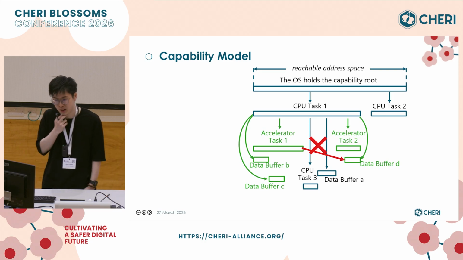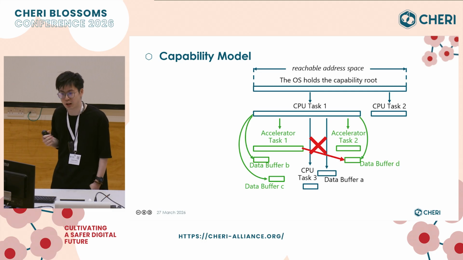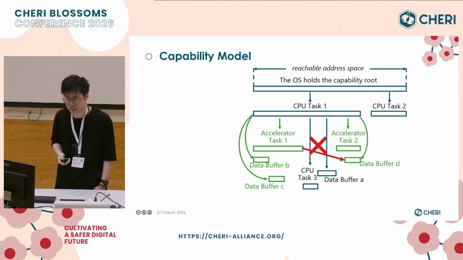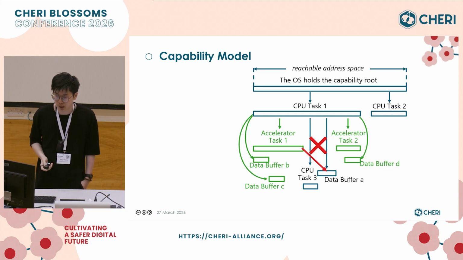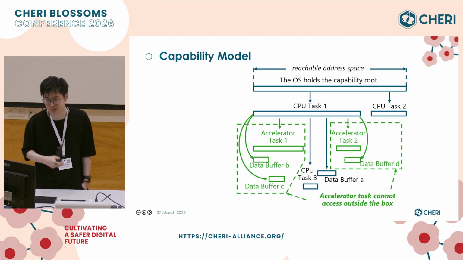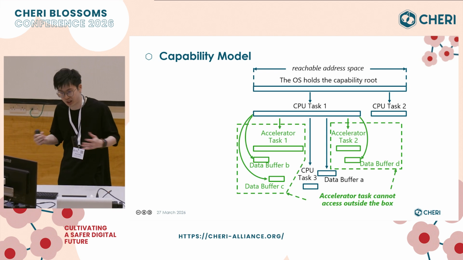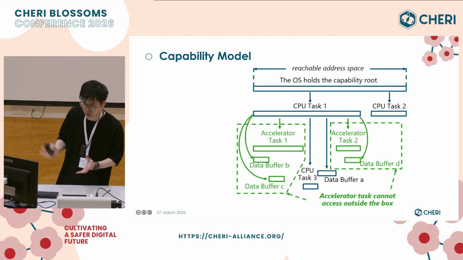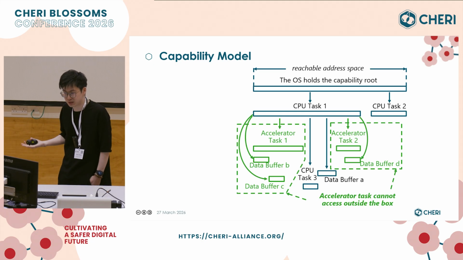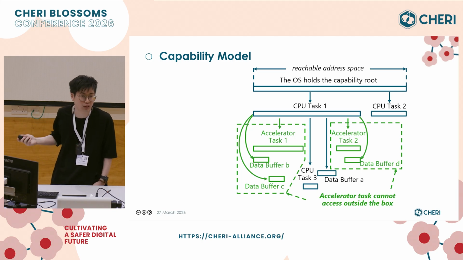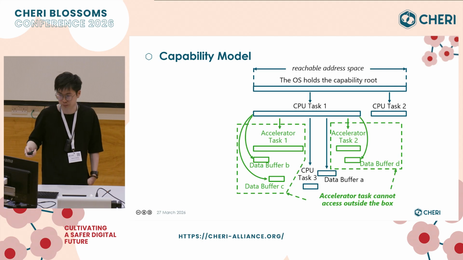But when accelerator task 1 tries to access data buffer D, it will be blocked by the capability because the address bound obviously does not include that buffer. And also any buffer allocated to other tasks, right? This is great because it works with the existing CHERI capability model, and we do have accelerator tasks constrained by the capability so they cannot get out of the box. So they work with the existing model without modifying anything on the CPU side, right? So how does this work in the architecture?